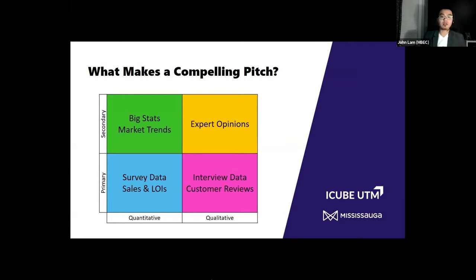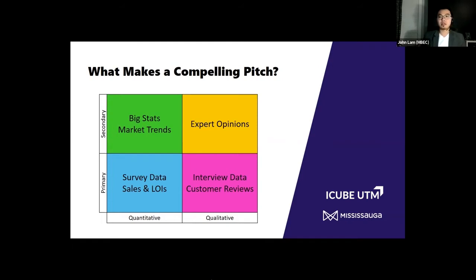All right. So when you have quantitative and secondary data like big stats and market trends, that's fantastic. That's telling the audience that you have a potential opportunity here. There's a market, but that doesn't tell anyone why you're the one to succeed in the market, right? If you have qualitative secondary data in terms of expert opinions, well, that's fantastic. If you have a doctor saying, oh, this particular method of treatment for this particular condition would be very helpful. Well, yeah, again, that's great, but it's not specific enough to what you're working on, right?